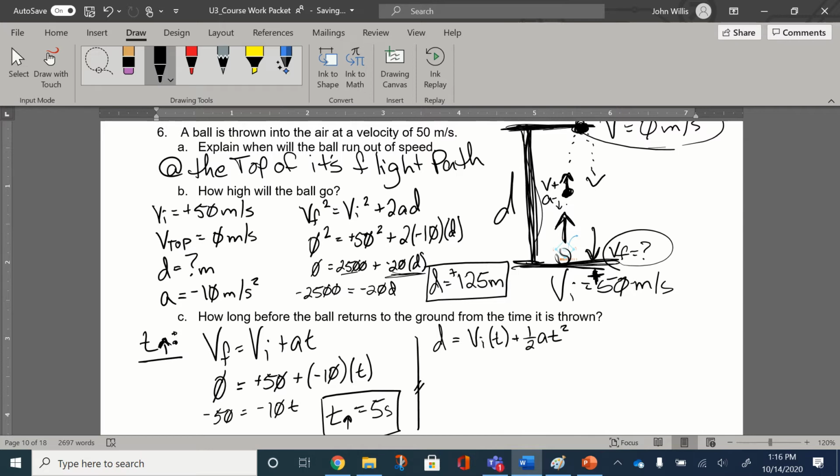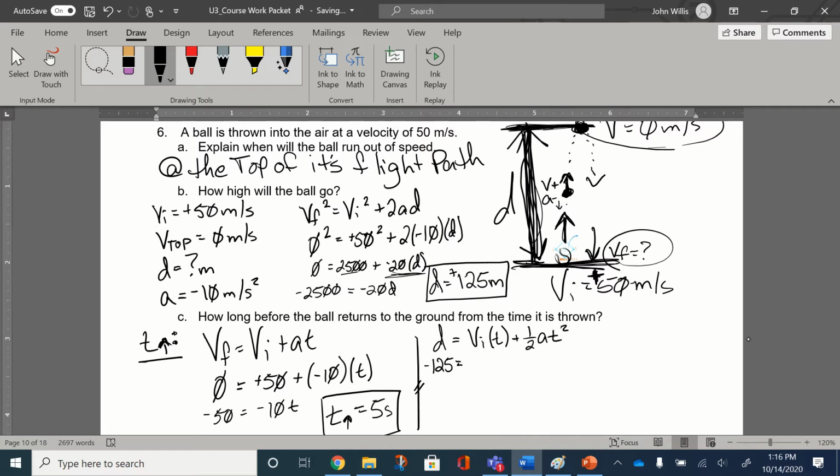Naturally, I would hope that we can make the connection that if it went 125 meters up into the air, we would recognize that it then also, if it came back to where it started, would have to fall 125 meters down to its initial position. Right? What goes up must come down, and if you go up 125 meters, you're going to come back down 125 meters. So in this particular case, my distance is negative 125.